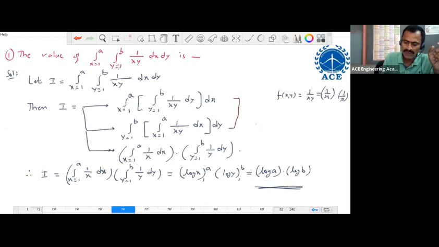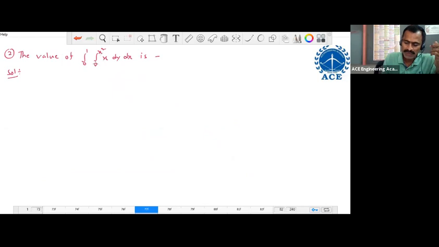The limits are specified for a particular variable. But in the second problem, the limits are variable limits and they are not specified for any particular variable. We don't know which variable these limits belong to. Whenever the limits are not specified, no problem, we can choose these limits for a particular variable.